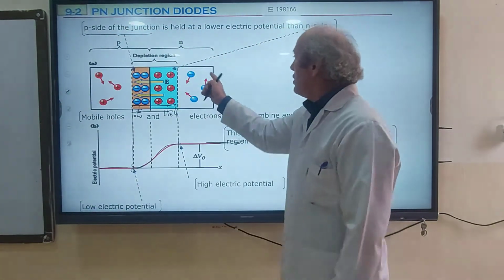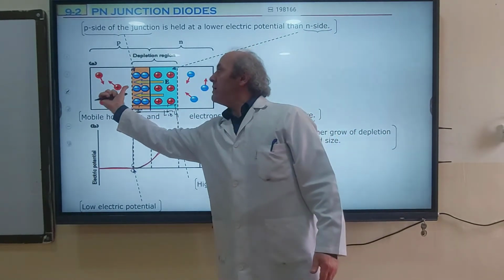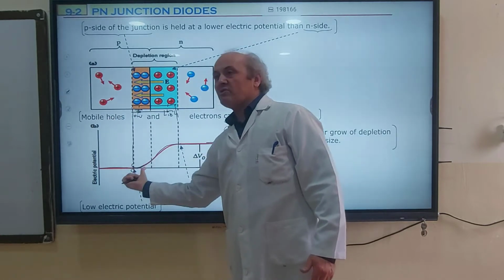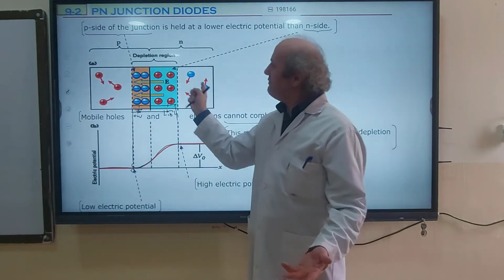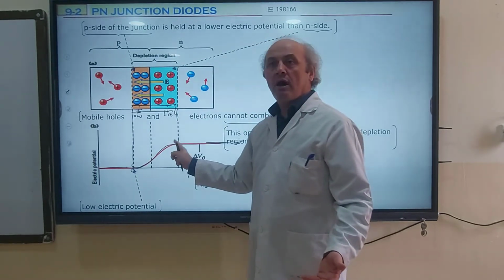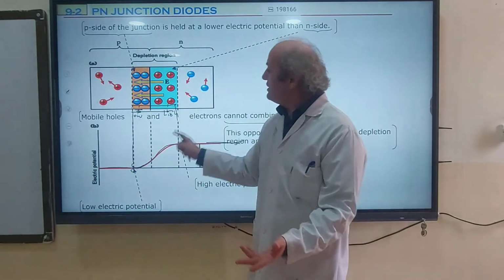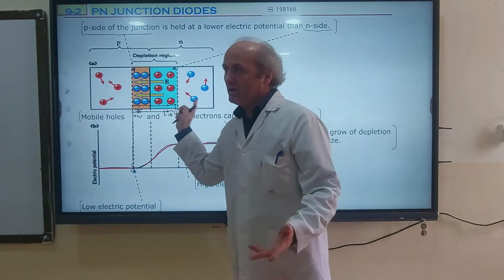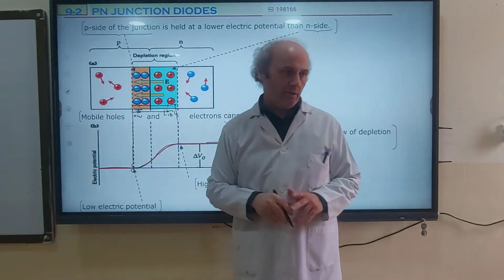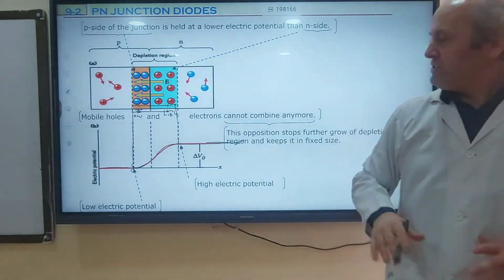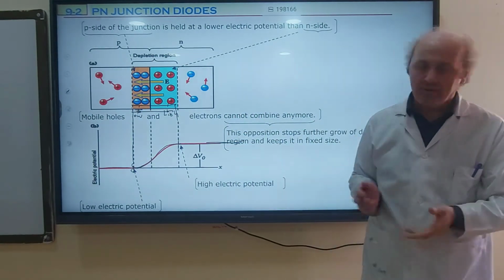Because for holes to combine with electrons, they must move from low potential to high. It's not their tendency. To combine with the holes, electrons must move from high to low. It's not the tendency of negatives. That's why this potential barrier stops combination of these mobile electrons and these mobile holes. So this is the P-N junction and P-N junction diode also.